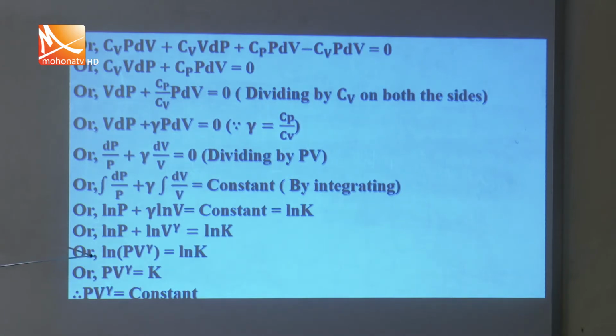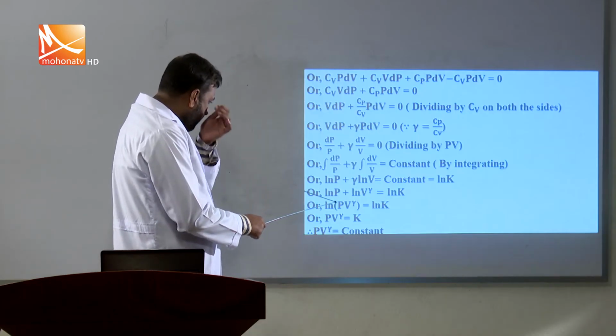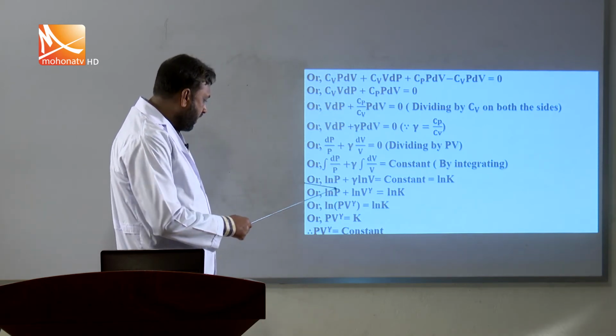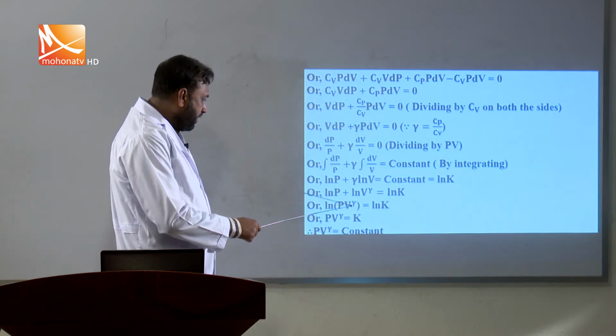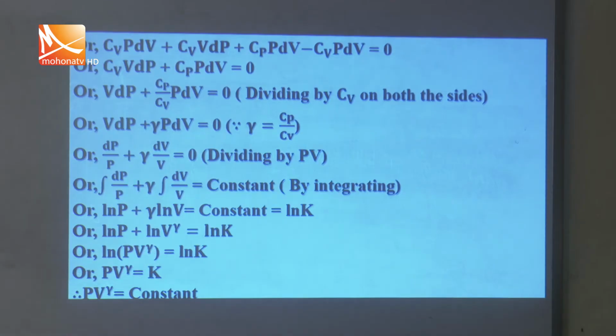Here k is a constant. Or ln P plus ln V to the power γ, here γ is the power of V, equals ln k. Since ln is addition, using the law of logarithms we can write ln PV^γ equals ln k, or PV^γ equals k, therefore PV^γ equals constant. This is the required relation between pressure and volume.